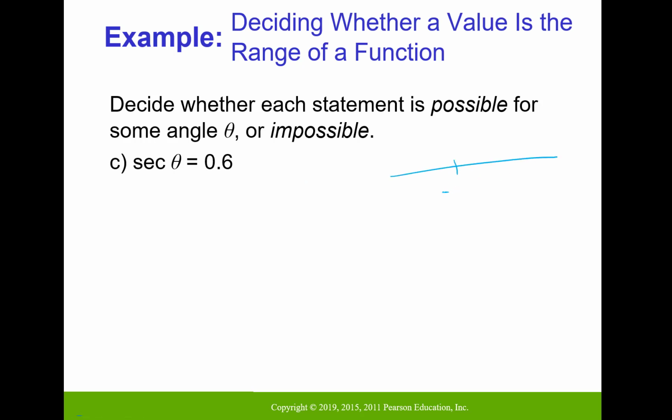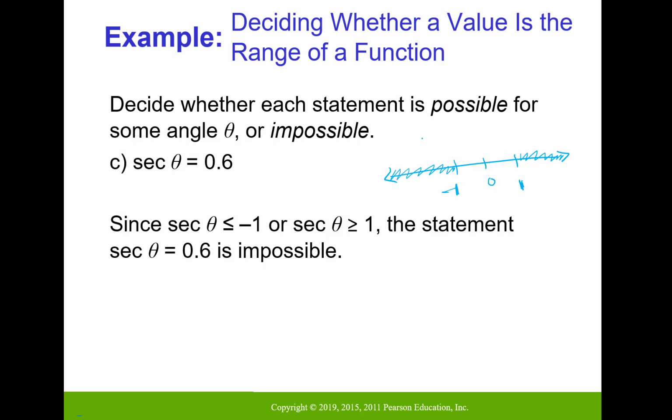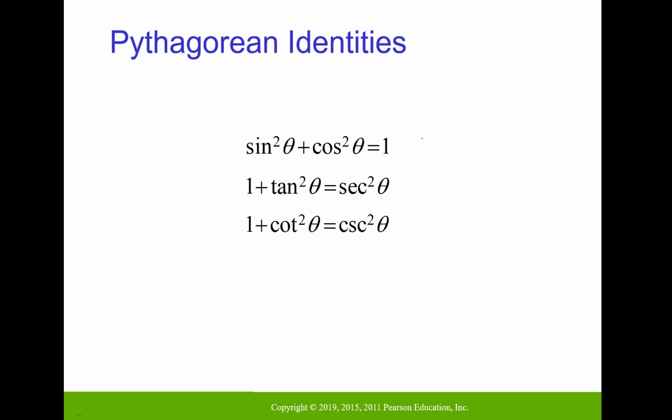So if cosine would be between -1 and 1, the reciprocal is secant. Those values would be less than -1 or more than +1. Okay, and so I'll just put 0 in here for reference. So secant equaling something between -1 and 1 won't actually ever happen. That's impossible. So next we're going to take a look at some identities.